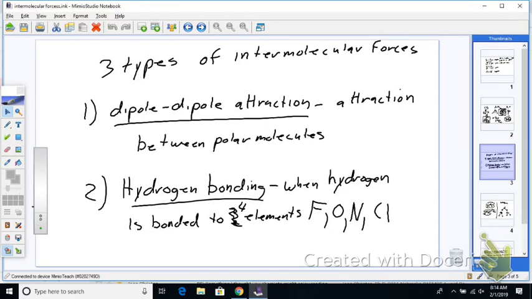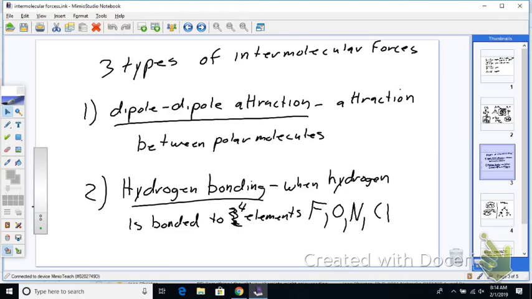Okay? So the one we talked about yesterday was dipole-dipole attraction. So the next slide, I'm just going to go to the next slide here in a second. We're going to talk about hydrogen bonding. So if you want to write hydrogen bonding down there, you can.